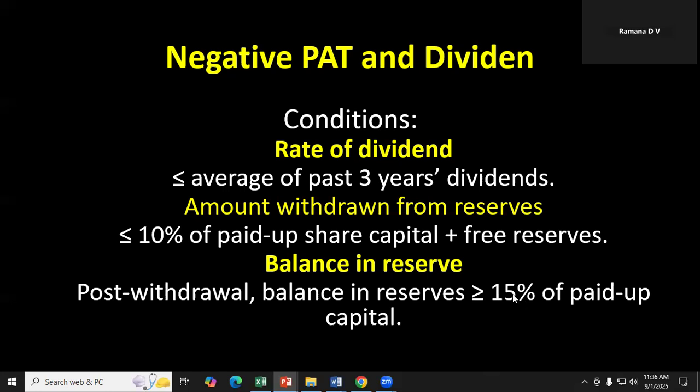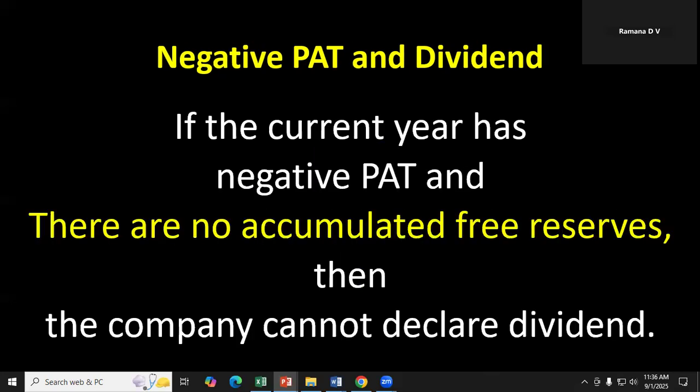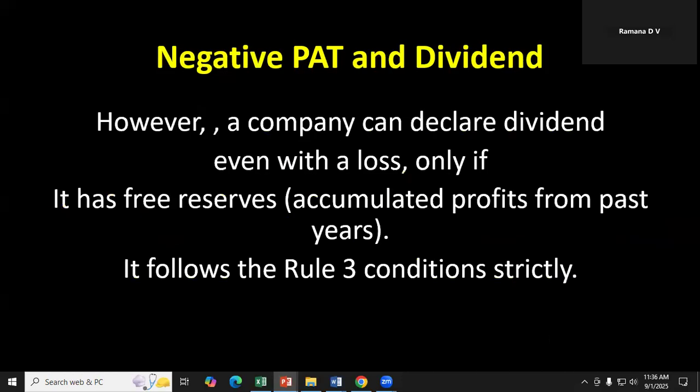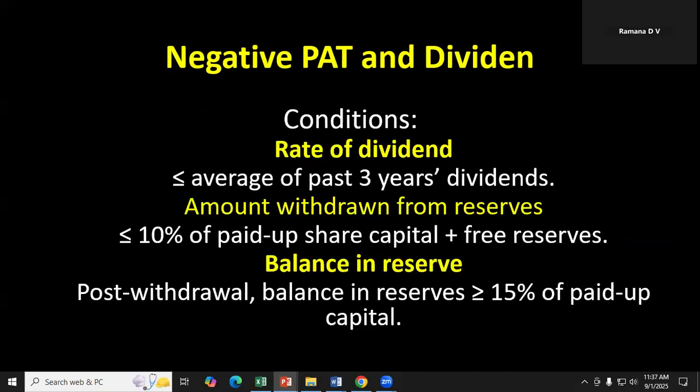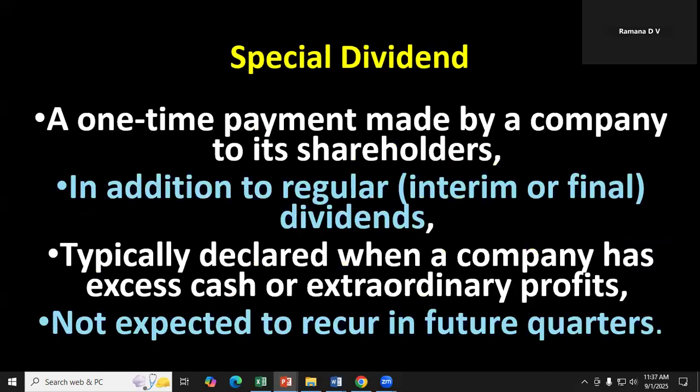So, to summarize, if there is negative PAT and no reserves, then no cash dividend. But if there is negative PAT and there are positive reserves, positive accumulated profits, of course, the company can distribute cash dividend after fulfilling certain conditions.